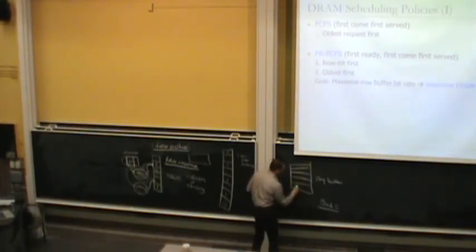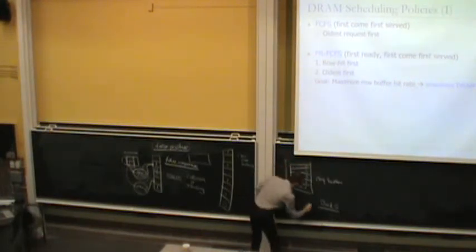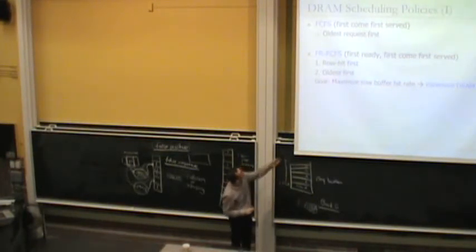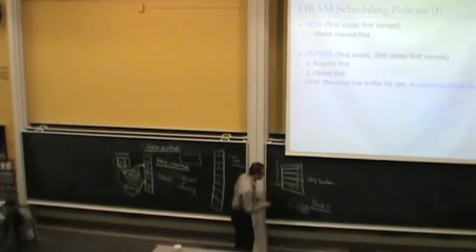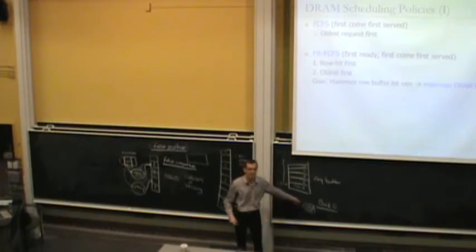So this request buffer contains requests to row A, B, A, C, D. Let's say this is the oldest one. The idea, and then bank 0 has row B open, let's say. Because the last request happened to be to row B, and it was serviced. The idea of row hit first scheduling is to prioritize the accesses that go to the open row first, because they take much shorter.